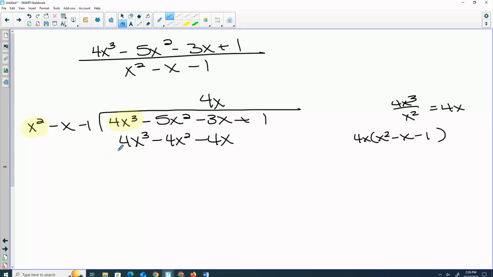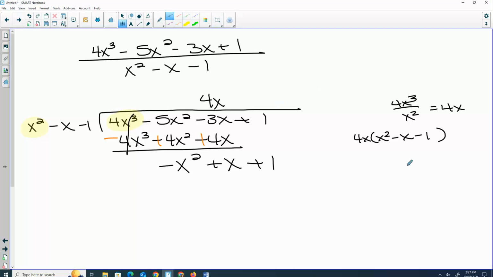What do we do from here? Negative and positive 4x cubed cancel. Negative 5x squared and positive 4x squared would be a negative x squared. Negative 3x plus 4x is x, and we bring down our plus 1. Huh. I made up a really nice problem, guys. You should be impressed with me.